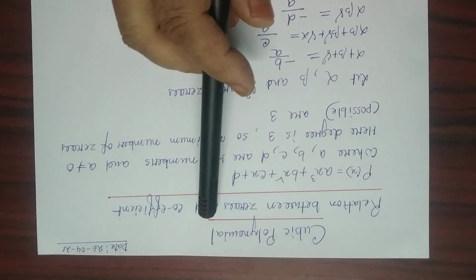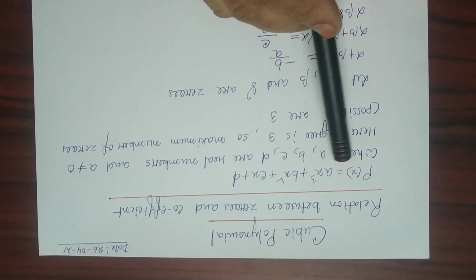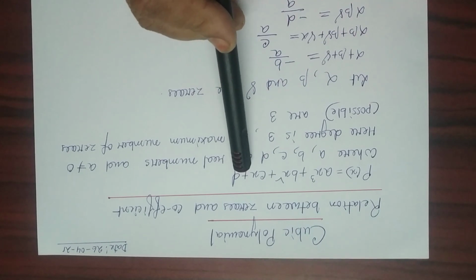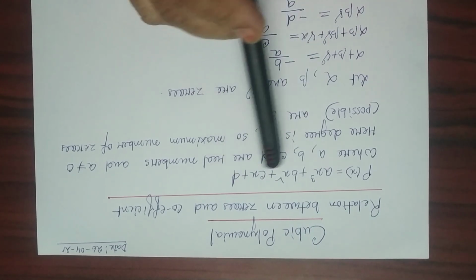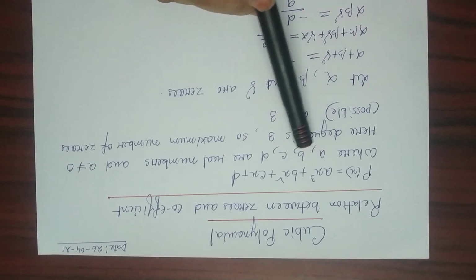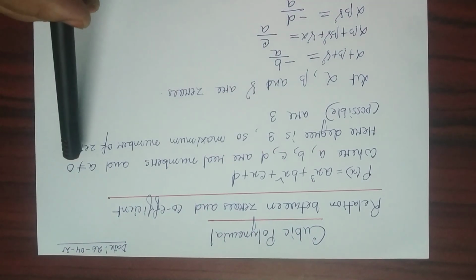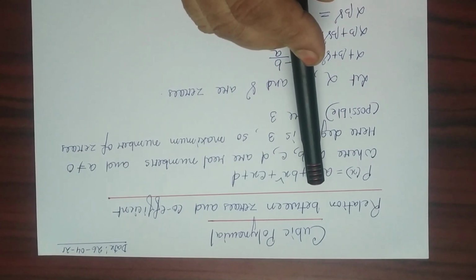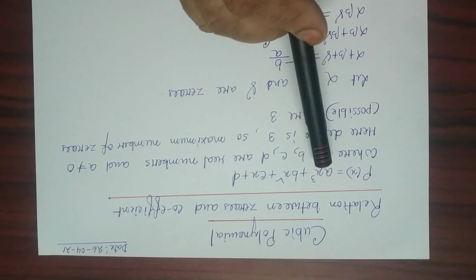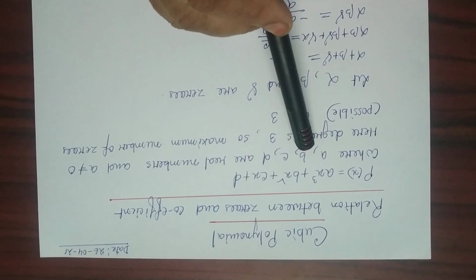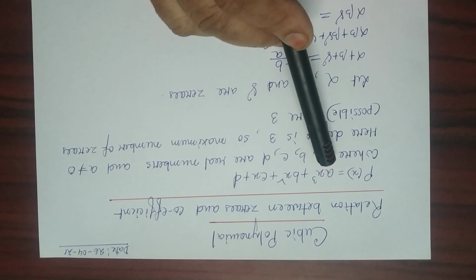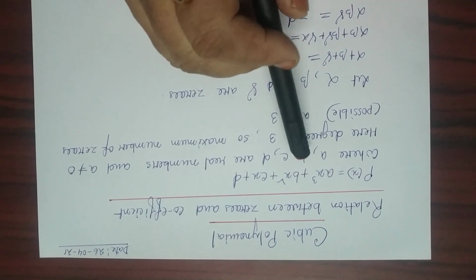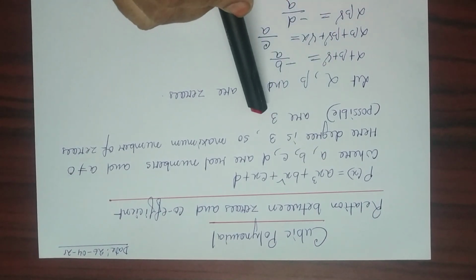Now cubic polynomial. Cubic polynomial, p(x) is equal to ax cube plus bx square plus cx plus d. It is a standard form of cubic polynomial. Here a, b, c, d are real numbers and a not equal to 0. Why? Because if a equal to 0, then it will be a quadratic polynomial. That's why a not equal to 0. Here the highest power is 3. That's why degree is 3. If degree is 3, then the maximum number of possible zeros is 3.